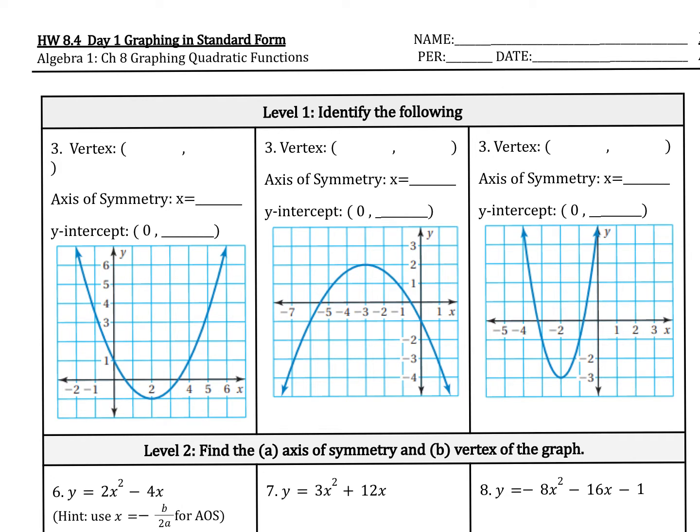8.4 Day 1 Graphing in Standard Form Homework, Level 1, Question number 3. From here you're going to find the vertex. The vertex is the point where the parabola starts. So the vertex is (2, -1).